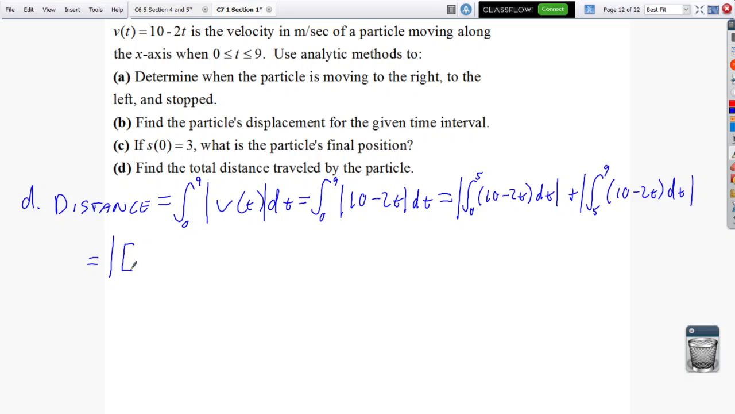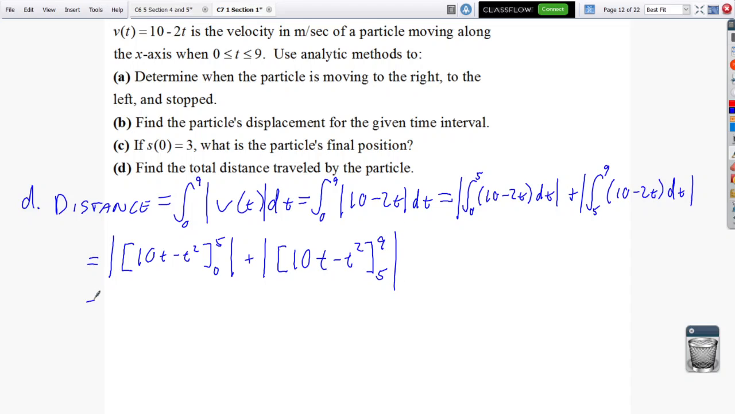Fortunately, since we've already done this work, we know the antiderivative of 10 minus 2t. Again, it's on the previous page, 10t minus t squared. Rocking that from 0 to 5. And then add to that the absolute value, same thing, 10t minus t squared, rocking that from 5 to 9. Taking the absolute value there.